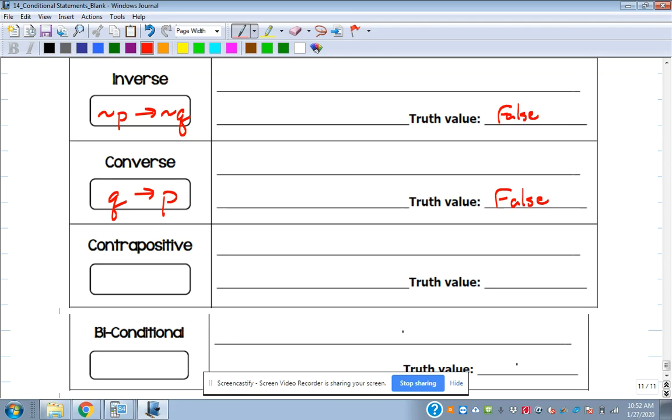Contrapositive. What's contrapositive do? Yeah, it's the negation and the swap. So it's an inverse of the converse. So not Q implies not P. Inverse of the converse is the contrapositive. So if it is not March, then it is not St. Patrick's Day. If it's not March, can it ever be St. Patrick's Day? No. So that would be true.